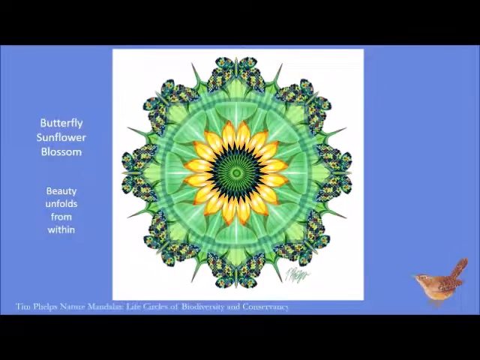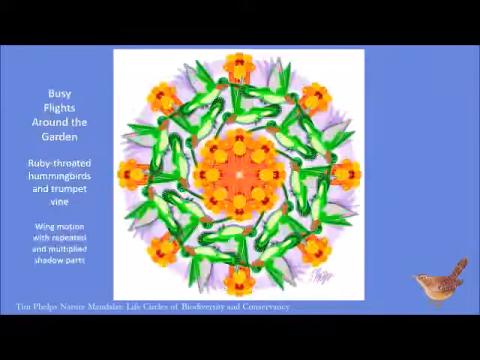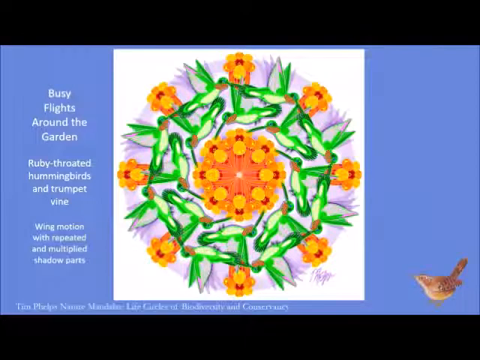And this is just a sunflower with the outer petals unfolding, and beauty unfolds from within. Some ruby-throated hummingbirds, and I repeated the shadow that I created for the hummingbird and created some motion by cutting them up and putting them together.